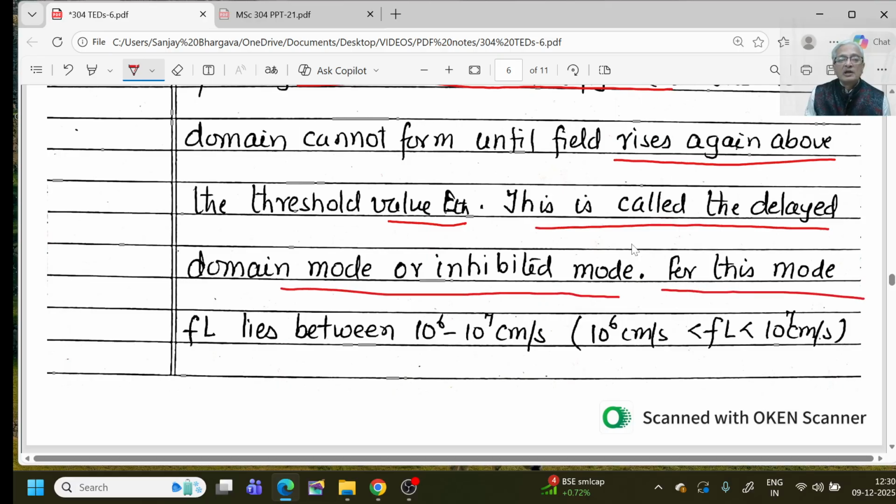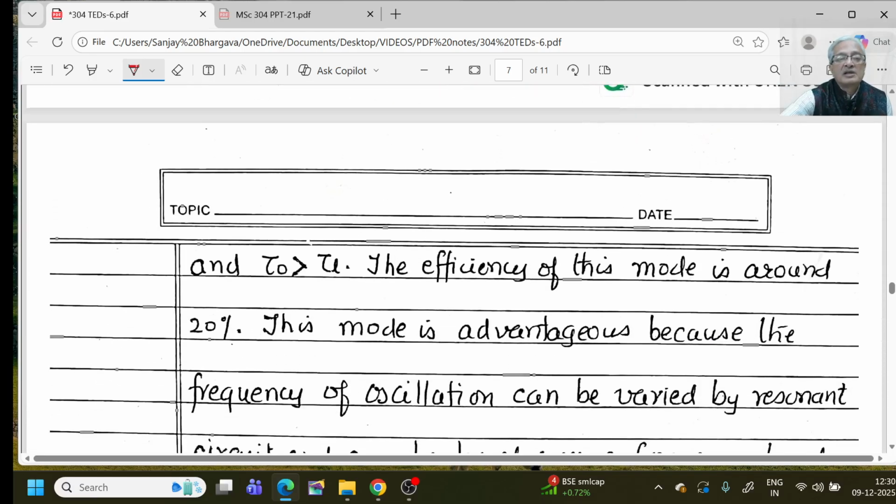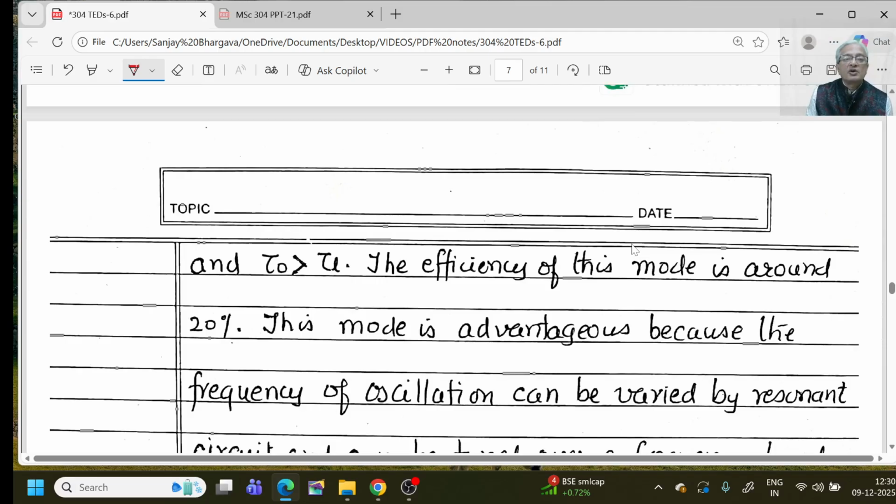For this mode, FL lies between 10 raised to power 6 to 10 raised to power 7 centimeter per second. FL is greater than 10 raised to power 6 centimeter per second but less than 10 raised to power 7 centimeter per second. And here tau 0 is greater than tau L. Here efficiency of this mode is around 20%, larger than the first case.